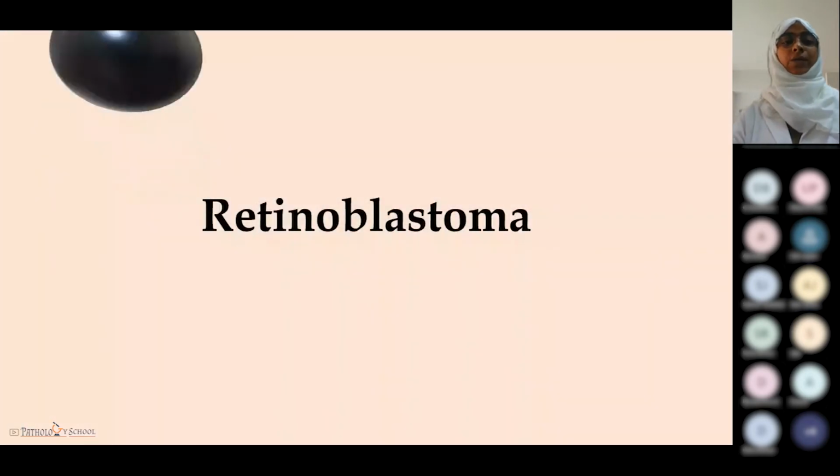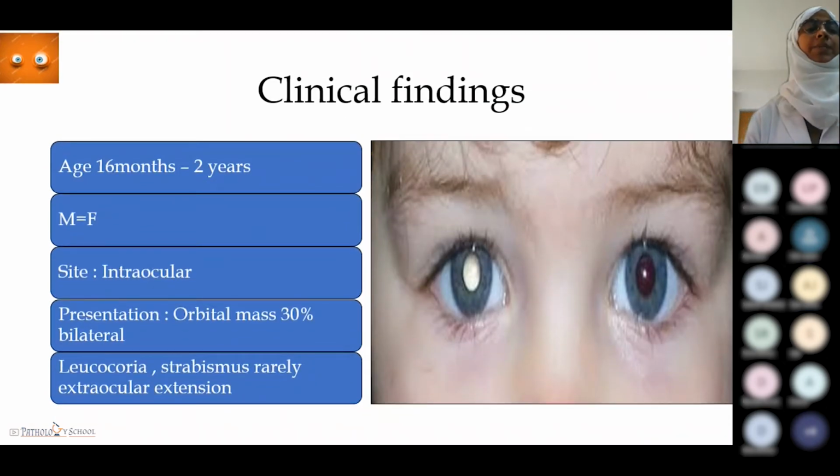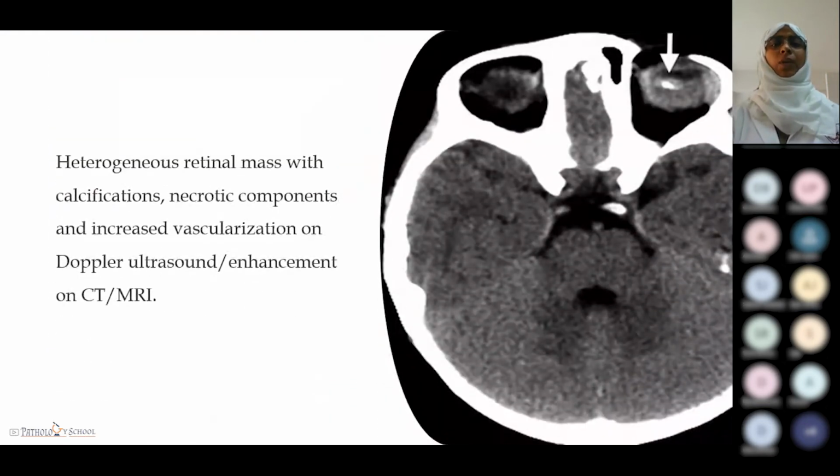Now comes the retinoblastomas, which is very important. These tumors present in the age of 16 months to 2 years, with equal predilection in both genders, intraocular location, and presenting as bilateral orbital masses in 30%. The typical white eye reflex that we call leukocoria is present in these tumors. On radiography, you see a heterogeneous retinal mass with calcifications.